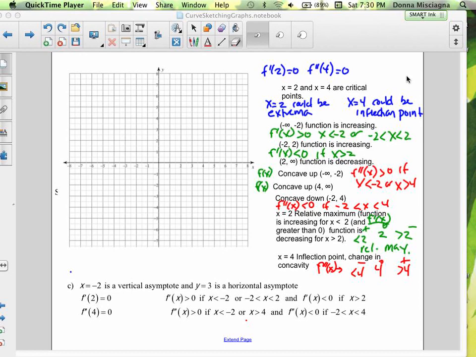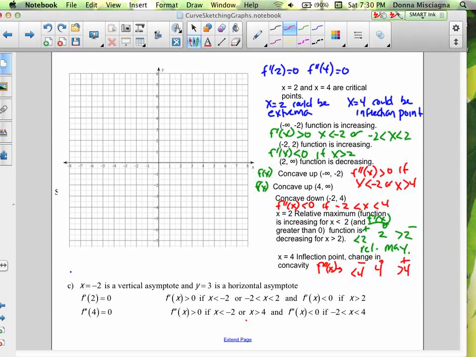All right, so we have x equals -2 is a vertical asymptote. Well, we should graph that. That's a pretty easy thing to do, isn't it? Yes, that is. So x equals -2, vertical asymptote. I'm graphing in red. All right, x equals -2 is a vertical asymptote. Y equals 3 is a horizontal asymptote. That was told to us.